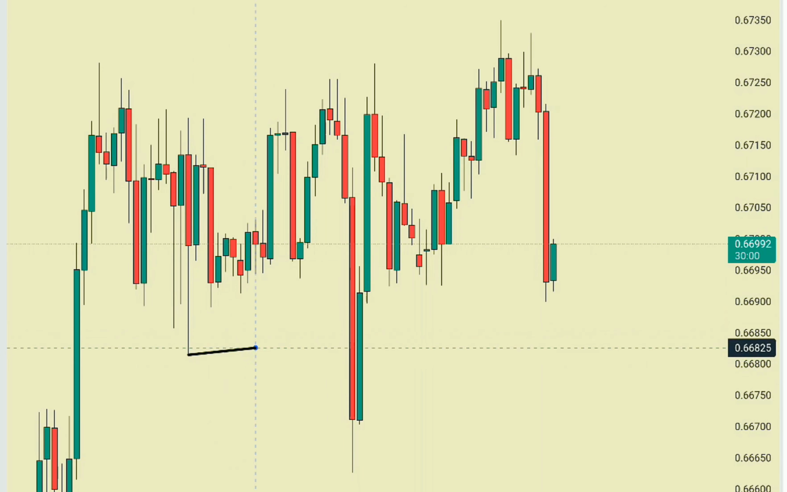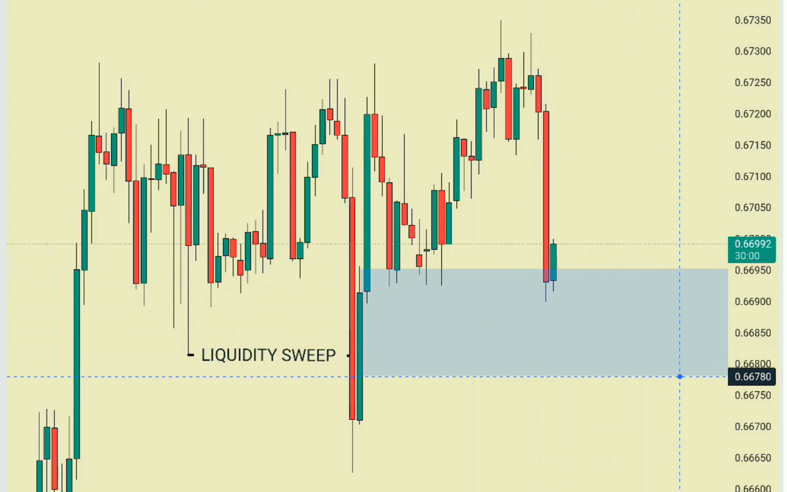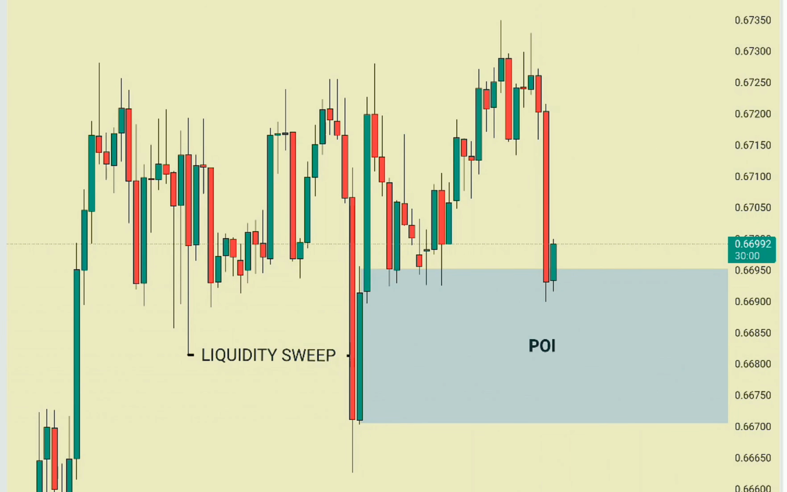First, we see a liquidity sweep. Price takes out the lows and traps sellers. Next, we mark our point of interest where smart money might react. Then comes the break of structure, confirming a possible shift to the upside.